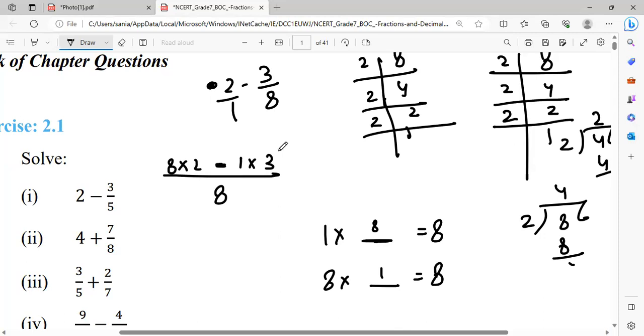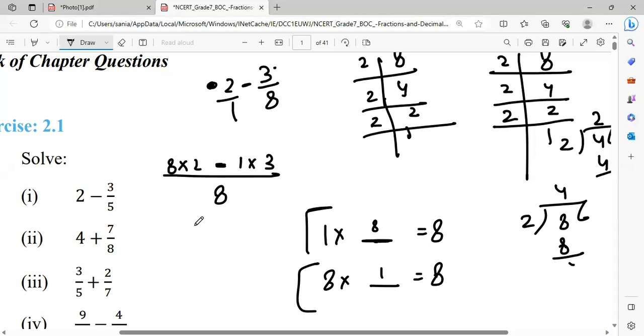The only thing you have to do, once you got the LCM, first come to this number. Make this equation: 1 should be multiplied with which number that it becomes equal to your LCM? Ma'am, 8. Just multiply it with whatever the numerator is. Put the sign in between. Now skip to the second question. 8 should be multiplied with which number to get 8? 1. Multiply it with whatever the numerator is. This is the strategy. This is the step. You have to learn this. Clear? Now solve it.